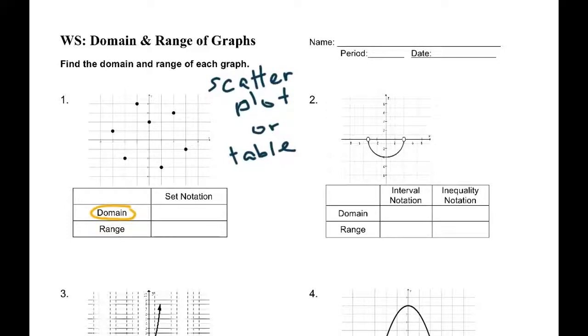If you are given a table and an equation, or a table and a graph that we've connected the dots, you are going to do it using inequality signs. But for a scatter plot or table only, you are going to list it this way. With my yellow, I am going to draw a line through each one of my points.